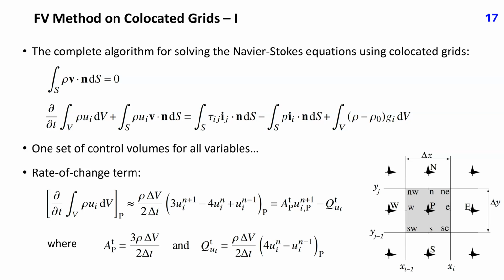Midpoint rule is used for volume integral in the rate of change term, that is, the density and velocity component from cell center are multiplied by cell volume delta V. The time derivative at t^(n+1) is approximated by differentiating a parabola fit to variable values at 3 time steps, t^(n-1), t^n, and t^(n+1). See slides 21 and 22 in lecture 13. The multiplier of the new velocity contributes to the central coefficient in the matrix, while terms involving known velocities from previous time steps contribute to the forcing term on the right-hand side of the algebraic equation.